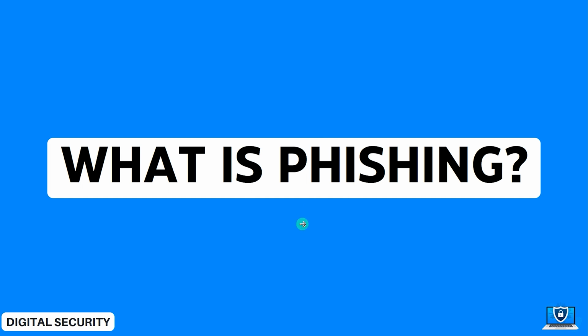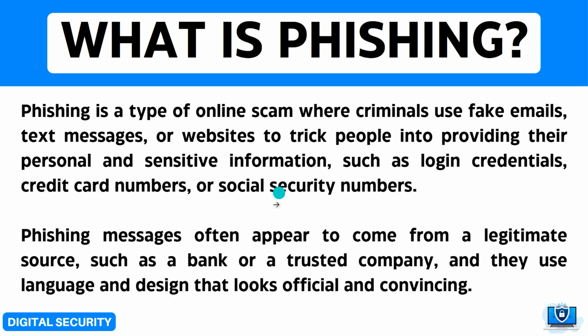So first we will understand what is phishing. Phishing is a type of online scam where criminals use fake emails, text messages, and websites to trick people into providing personal and sensitive information such as your login credentials, credit card numbers, or SSN number. Phishing messages often appear to come from legitimate sources such as a bank or a trusted company, and they use language and design that looks official.